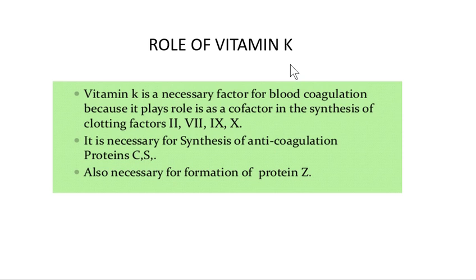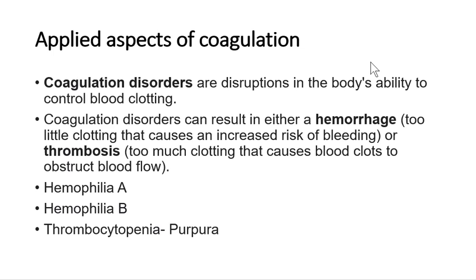If we see the role of vitamin K, it is a necessary factor for blood coagulation because it plays a role as a cofactor in synthesis of clotting factors 2, 7, 9 and 10. And it's necessary for synthesis of some anticoagulants which are normally present in our blood: protein C and S and protein Z. That's why even in vitamin K deficiency we can have coagulation disorders. It's not always some platelet or clotting factor deficiency. Instead, vitamin K also plays a role.